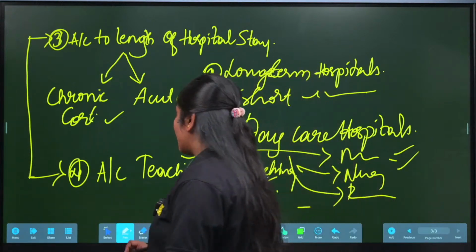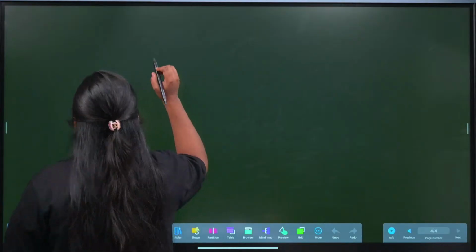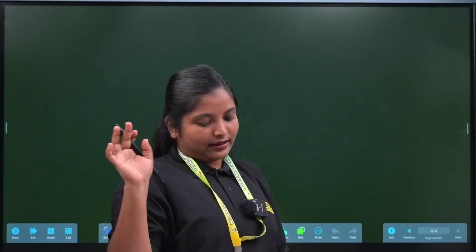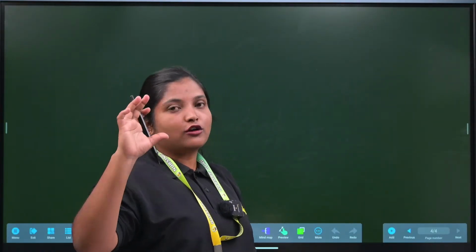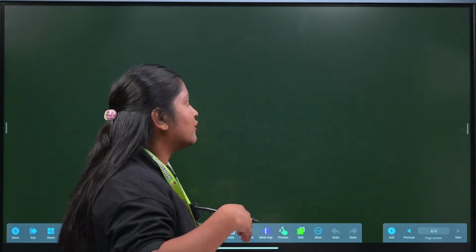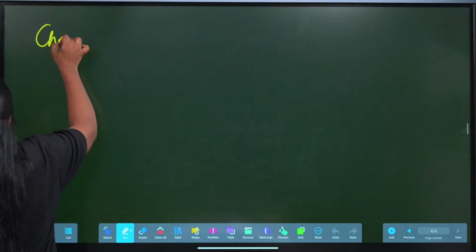So the next topic is the changing role of hospital. Hope you guys are clear with this classification, right? Okay, so nothing is there in that classification. Once you listen with your full concentration, you can tell it at your fingertips. So the next one is the changing role of hospital.